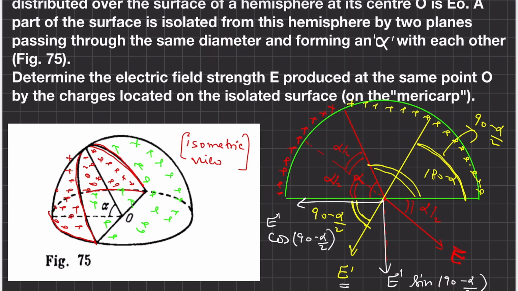I hope you are with me till this. Similarly, if you talk about the E, the second one, that we want to actually calculate, this angle is alpha. So this component will be E cos alpha by 2, and this will be E sin alpha by 2.